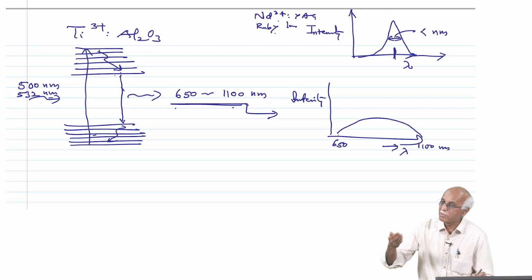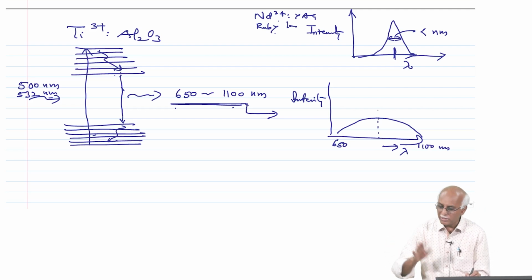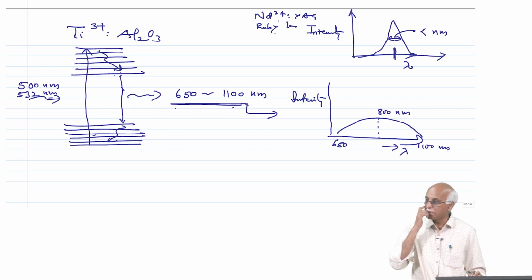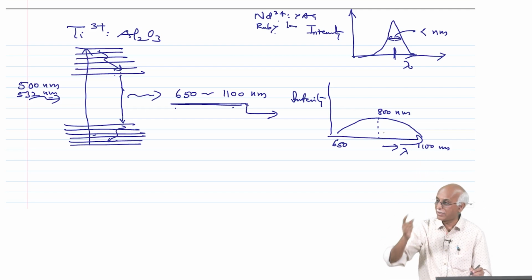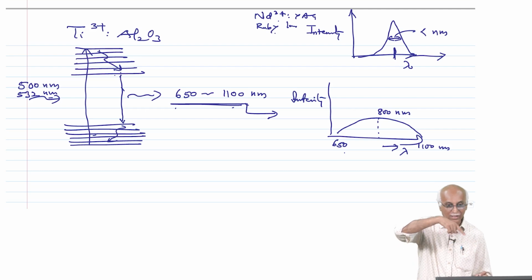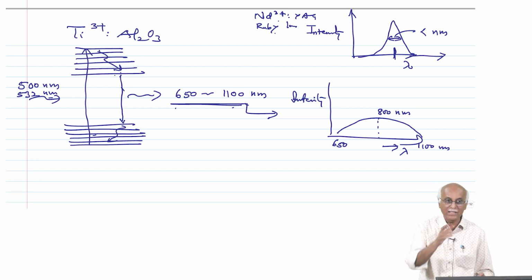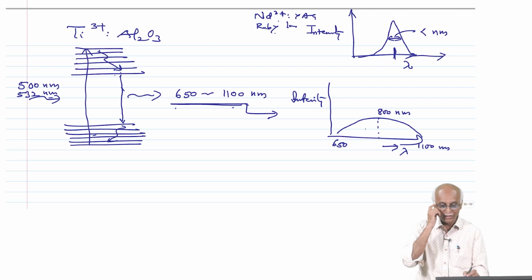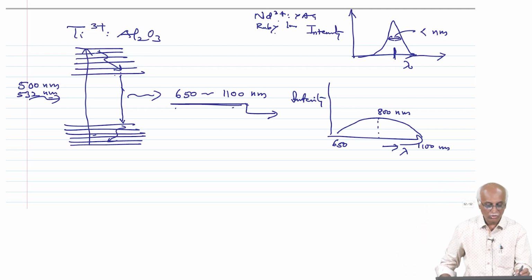So, the output power may not be so high. The center wavelength is approximately 800 nanometer, and around 800 nanometer the gain is very large. It is not symmetric. Remember, although I have shown it as symmetric, actually the absorption and emission characteristics, if you see, are slightly asymmetric, with 800 nanometer slightly away from the center, towards the left.